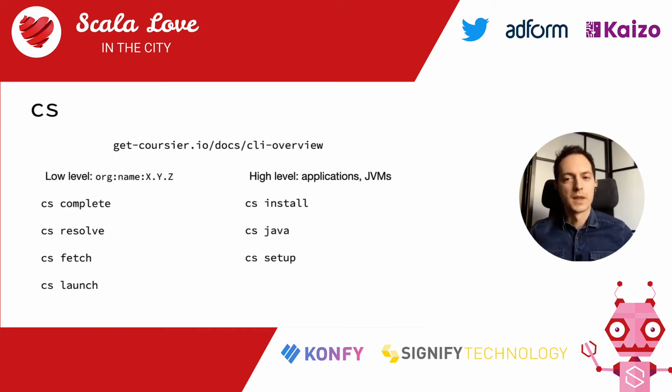All right, so just to give you a small glimpse of what cs can do, cs is basically made up of subcommands. It has low-level commands somehow, which usually take as input Maven coordinates such as these. These are coordinates made of an organization, a name, and a version. The Coursier CLI also has high-level commands, which deal with higher level things like applications or JVMs. So let's have a quick look at these commands.